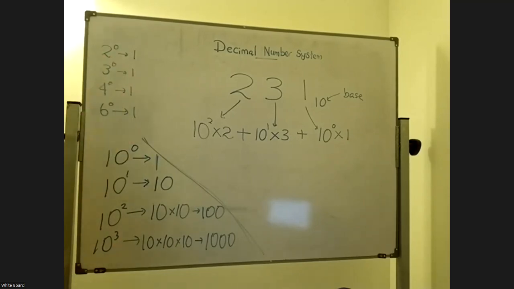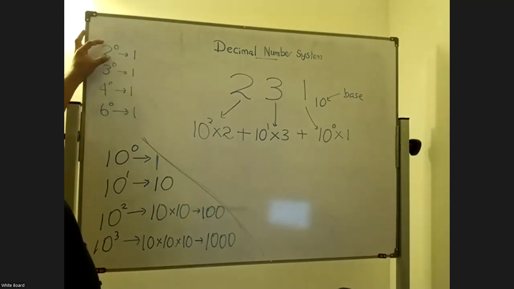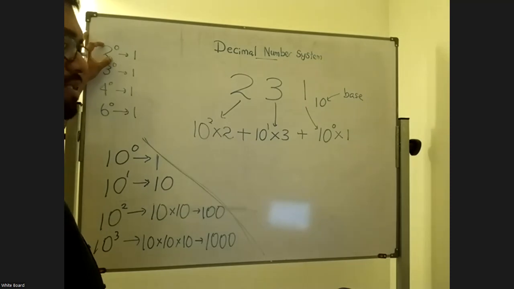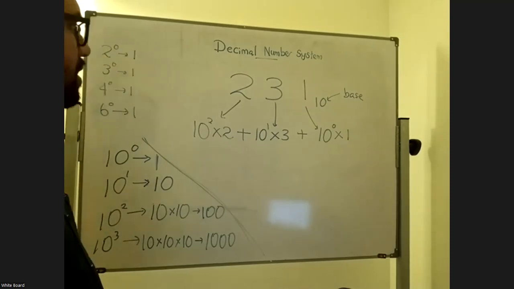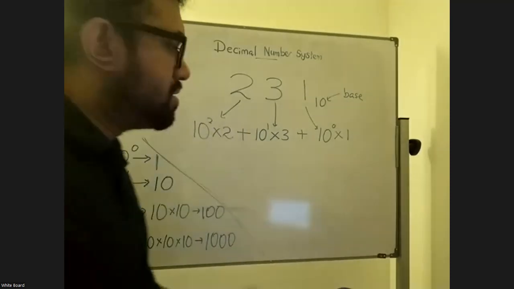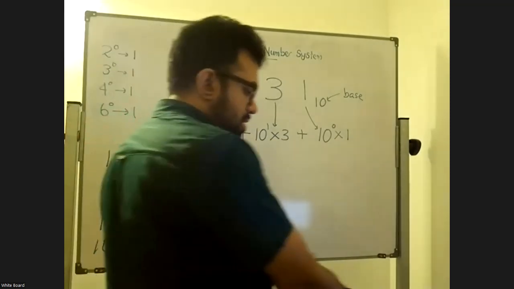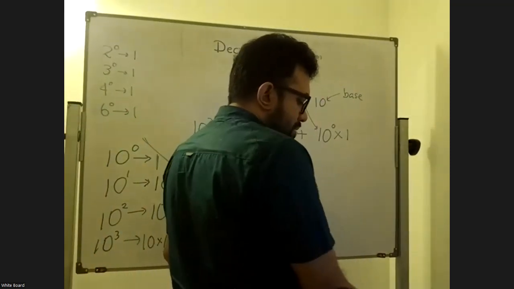Remember that. Any number to the zeroth power is going to be 1. Okay, now using that concept, we are going to evaluate these values. So looking at this, we can evaluate it.